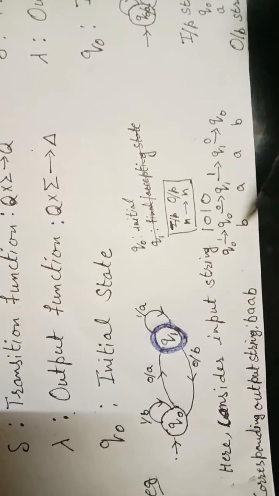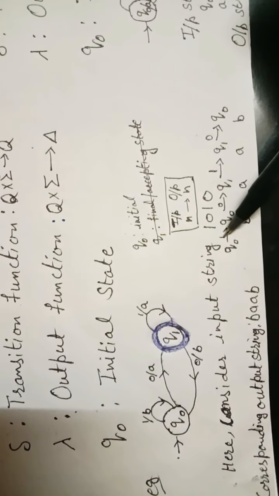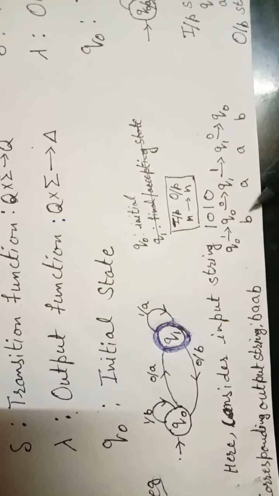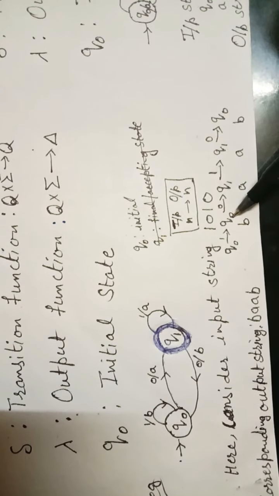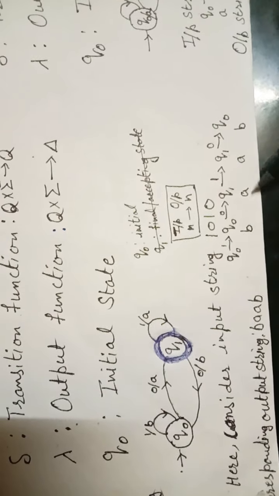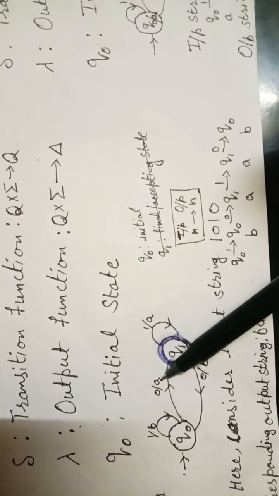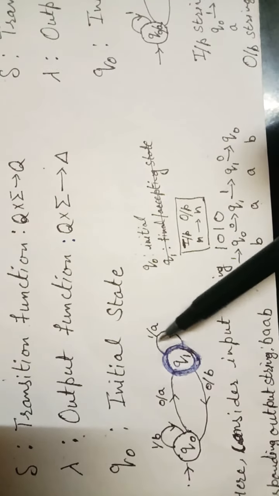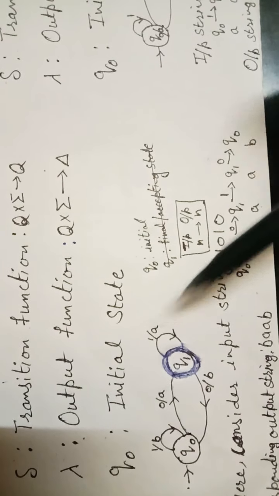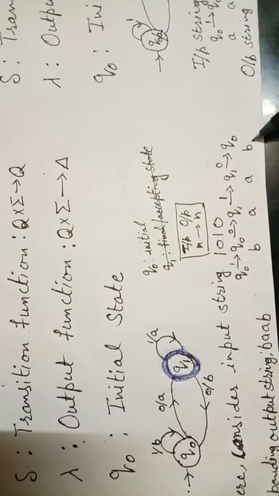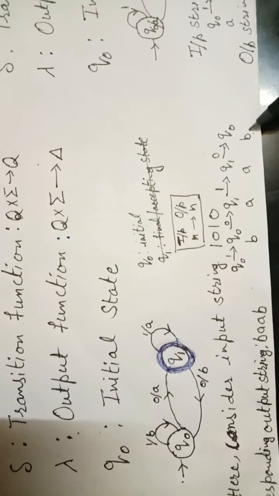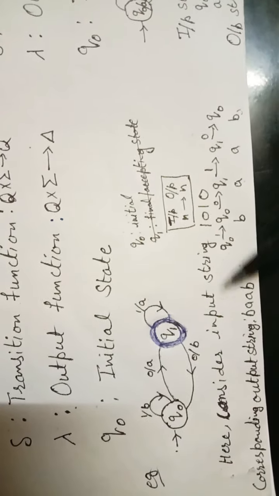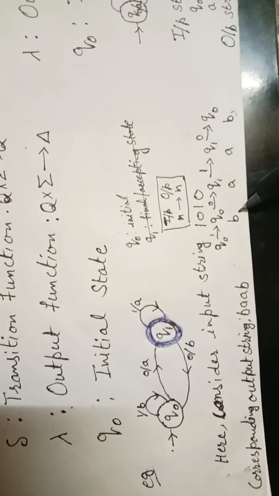And now we write their outputs. With the input 1, Q naught moves to Q naught, and this transition produces the output B. Now with input 0, Q naught moves to Q1, produces output A. With 1 as input, Q1 to Q1, produces output A. And similarly, this transition is producing output B. So now we can write, if 1010 is the input string, then the corresponding output string is BAAB.